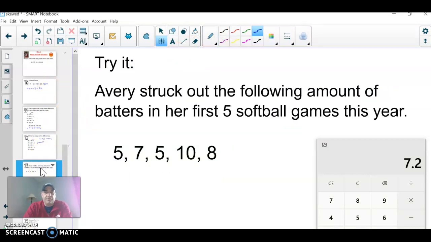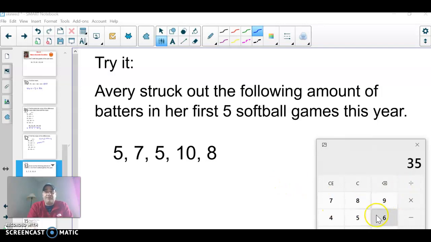Let's try one on your own, okay? Avery struck out the following amount of batters in her first 5 softball games this year: 5 batters, 7 batters, 5 batters, 10 batters, 8 batters. Whew, Avery sounds like she's on fire. So step number 1, you remember what it is? What do we have to do with this set of data? I'm going to find the mean. So I'm going to add these up. 5 plus 7 plus 5 plus 10 plus 8. And I get 35.